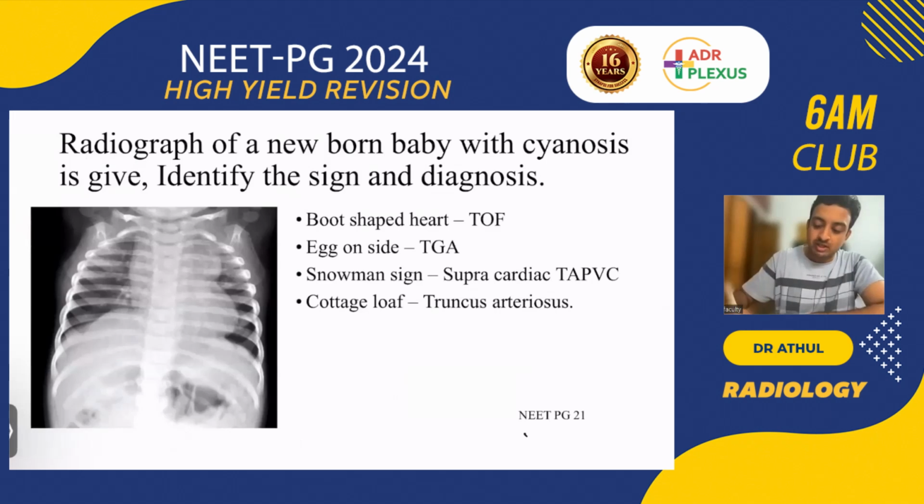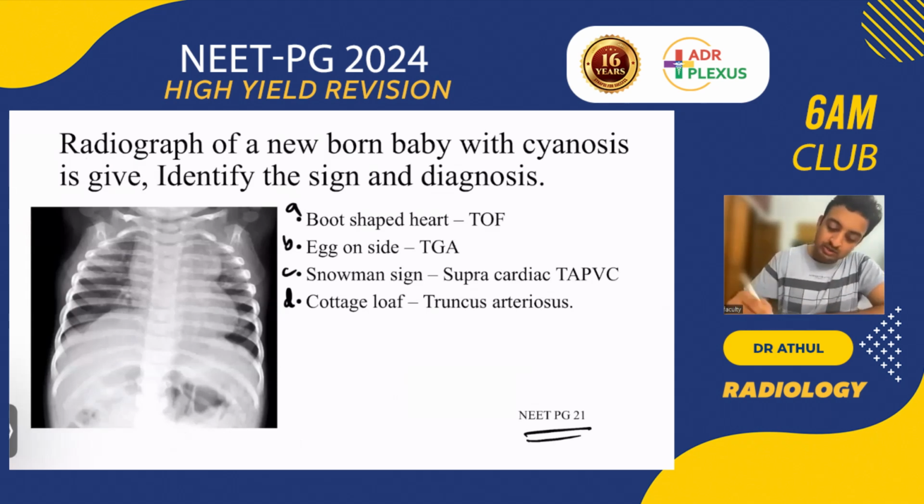Then another important thing is a simple question, that is CVS. We will cover cardiovascular. The vascular part with aortic dissection is over. Now the cardiac part. Radiograph of a newborn with cyanosis. What is the diagnosis? Please tell me whether it is A, B, C, or D.